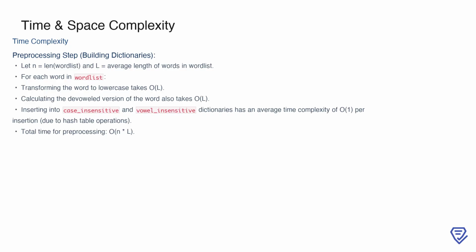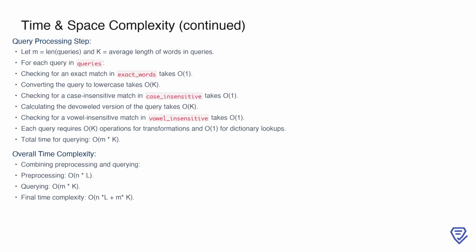Inserting these transformed versions into the dictionaries, case_insensitive and vowel_insensitive, is an O(1) operation on average, thanks to hash table efficiency. Since these steps are performed for all n words, the total pre-processing time is O(n*L). This pre-processing ensures that we can handle queries efficiently later on, leveraging these dictionaries for quick lookups. Now, let's shift to the time complexity of the query processing step.